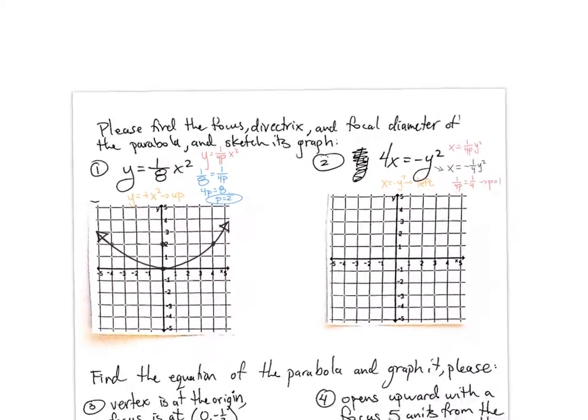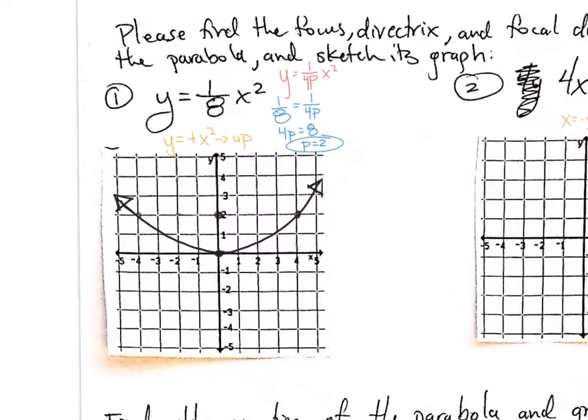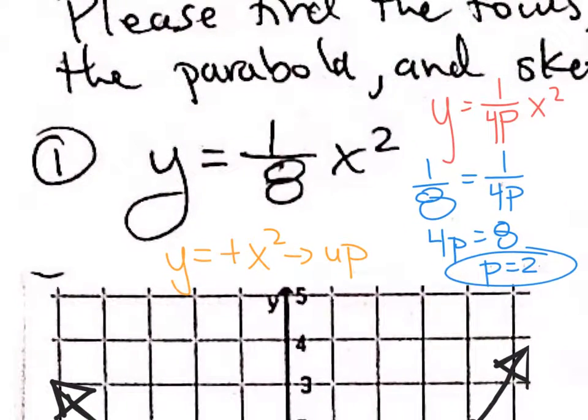Alright, so we're supposed to graph, find the focus, directrix, and focal diameter, and sketch this graph. Okay, so we have an equation like this: y equals 1/8 x squared. First of all, recognize that it is y equals a positive something times x squared, so the parabola will point upward.